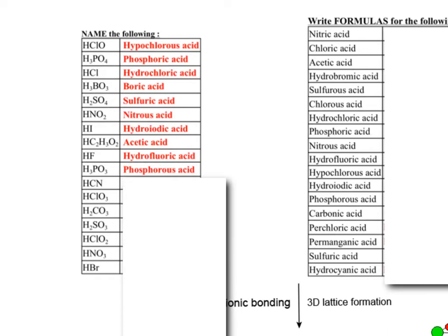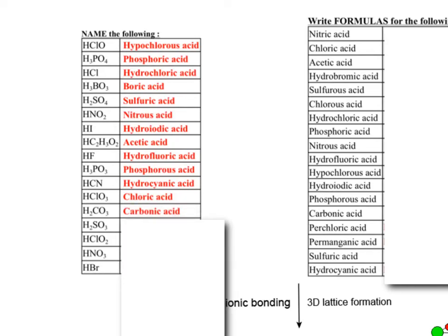Right? Try the other ones. We're going to work through these little by little, and I'll show you the answers. That's hydrocyanic acid. The next one is chloric acid. Ooh, I love the next one. It's in your sodas. It is carbonic acid. H2SO3, sulfurous acid.